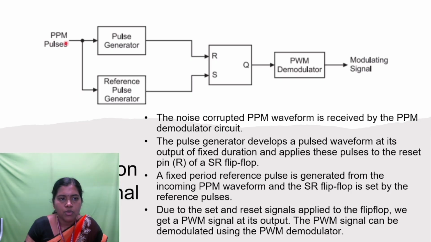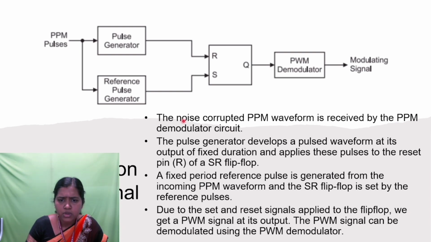In pulse position modulation, we obtain the pulses, which are given as input to the pulse generator. The same reference pulse generator is also used in this. In an SR flip-flop you have two inputs: one is the set input pin and the other is the reset input pin. The output of this pulse generator is given as input to the reset pin, and the output of the reference pulse generator is given as input to the set pin.